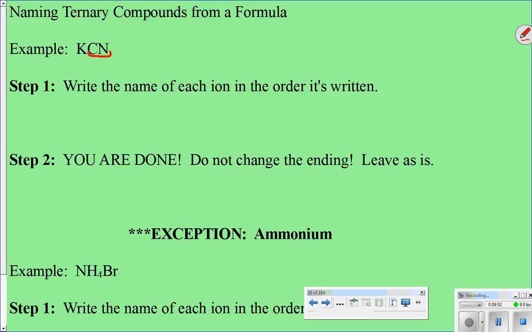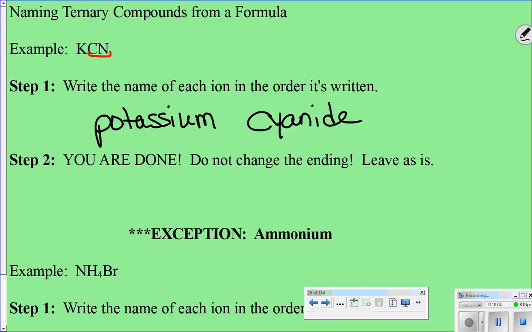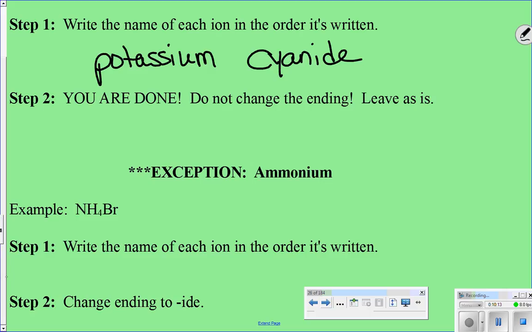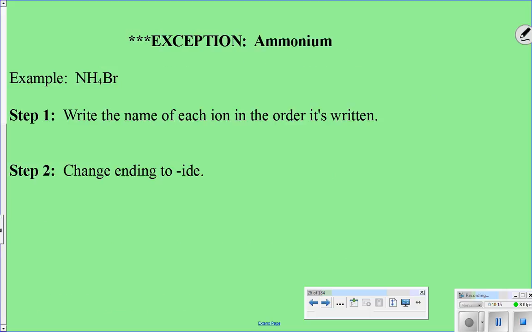Cyanide ion. So you can write the name of each species in the order it's written. So we have potassium, and we have cyanide. Step 2, you are done. Do not change the ending. Leave it as it is. There's an exception to this. You do change the endings of things from the periodic table. Do not change endings from table E, but you do change endings from the periodic table.